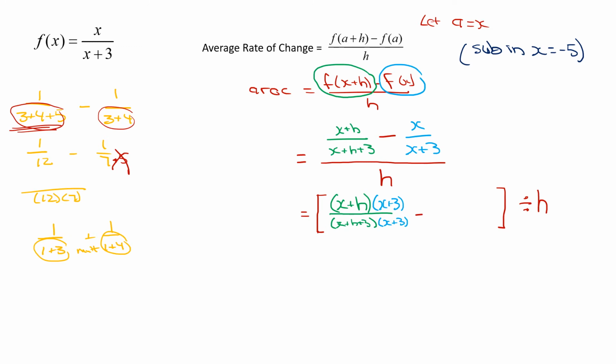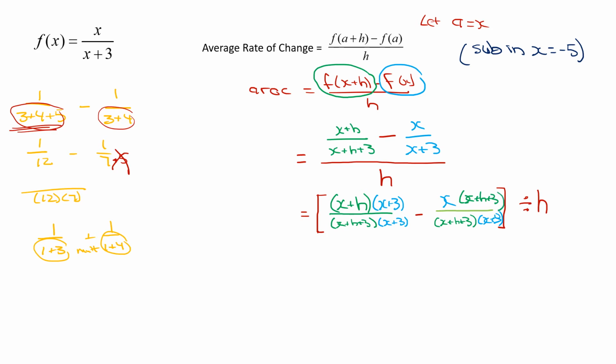So on the other side, we've got over x plus h plus 3 and then the blue one is x plus 3. So there's our common denominator. We already had an x in the numerator. So what we need to introduce, what's missing, is the green part, the x plus h plus 3.